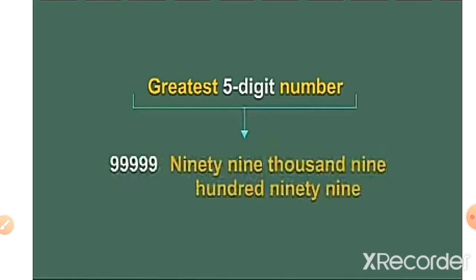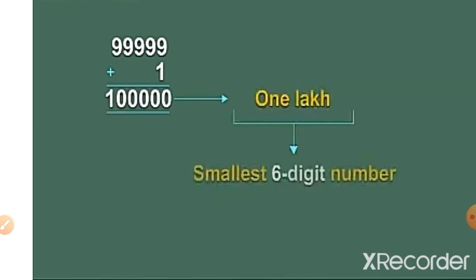So already we have seen the greatest 5-digit number. The greatest 5-digit number is 99999. We will read it as 99,999. If you add 1 to the greatest 5-digit number, you will get the answer as 100,000. So you will read this number as 1 lakh and this will be your smallest 6-digit number.